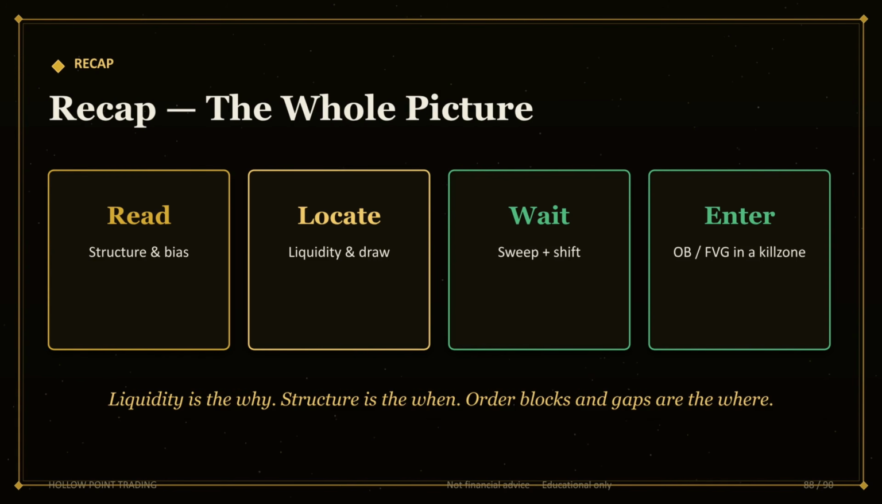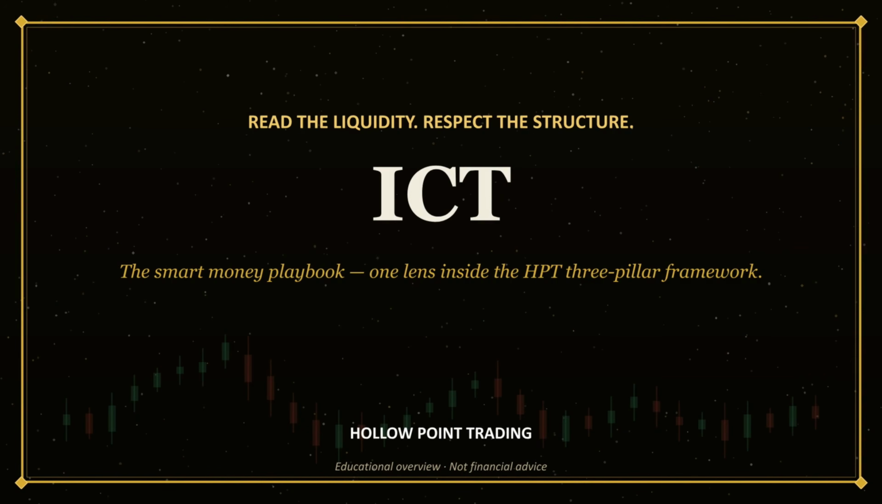To summarize the process, read the structure and bias, locate your liquidity and draw, wait for the sweep and shift, then enter at the order block or gap. Liquidity is the why, structure is the when, and zones are the where. Read the liquidity and respect the structure.